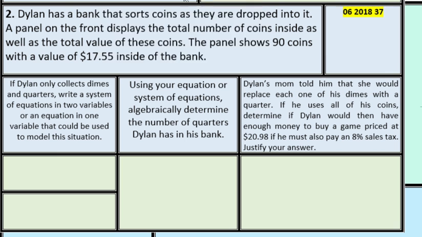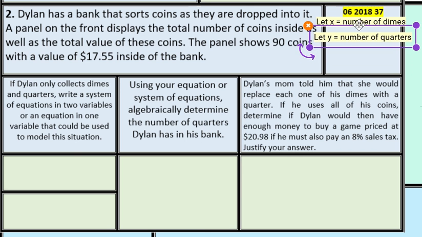So I'm going to do two variables. My first variable is going to be x, so let x be the number of dimes. Let y be the number of quarters. And notice how many coins are in the bank. We've got 90 coins.